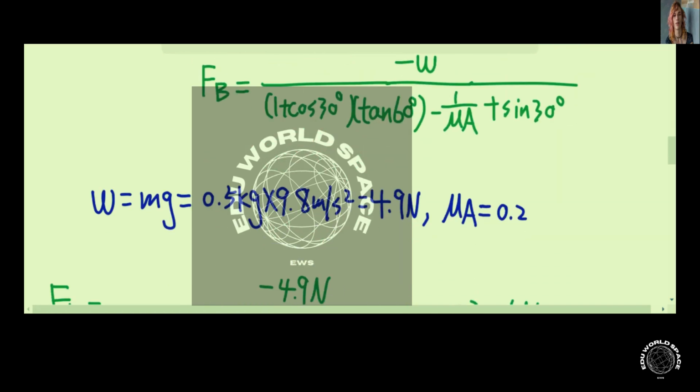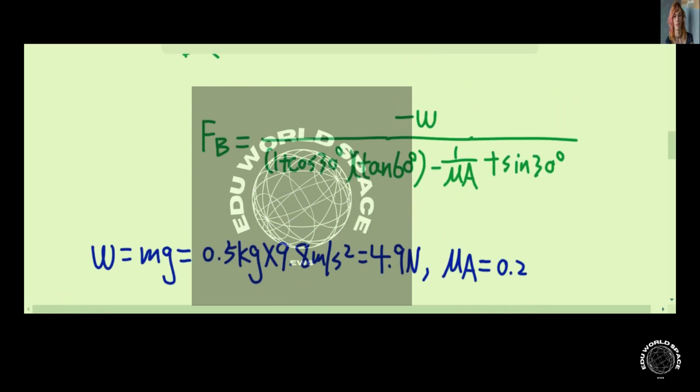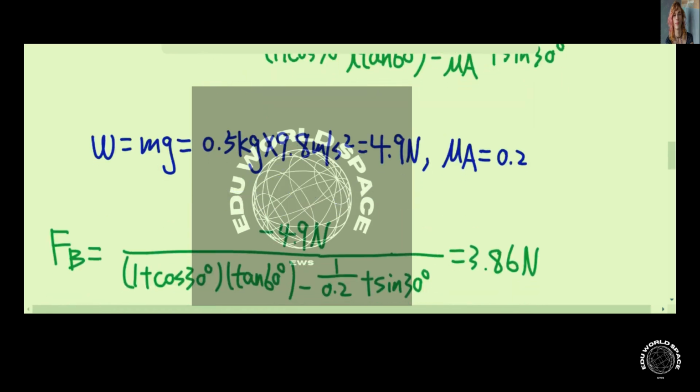We know the weight of the ring is equal to mass times the acceleration of gravity, which is 0.5 kilograms times 9.8 meters per second squared, equal to 4.9 Newton. And we know the coefficient of static friction at point A is 0.2. Now we can plug these values back into the equation, and we have the friction at point B equal to 3.86 Newton.